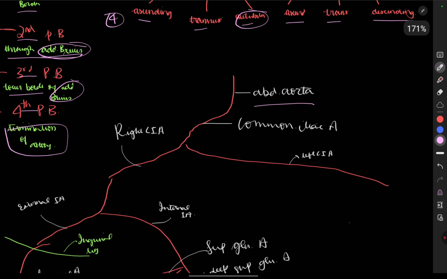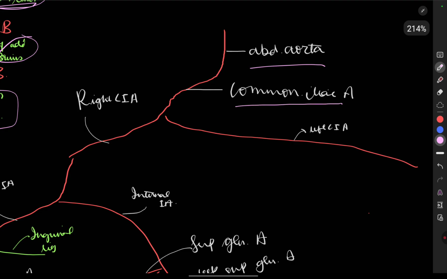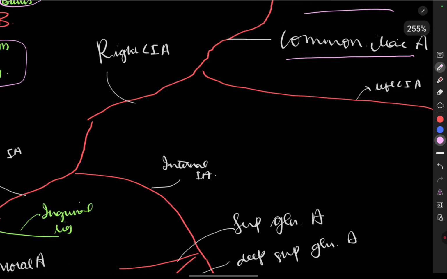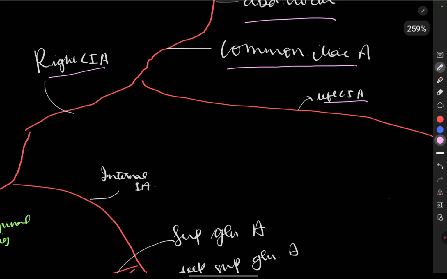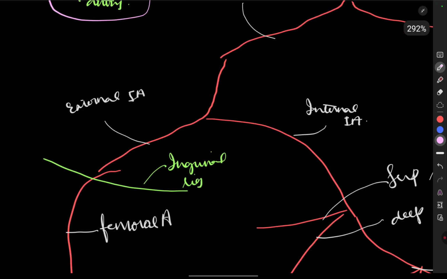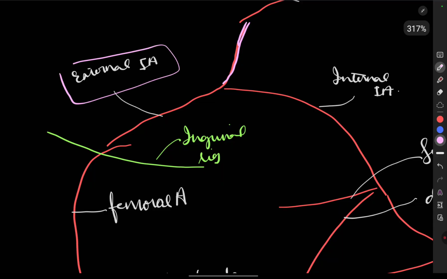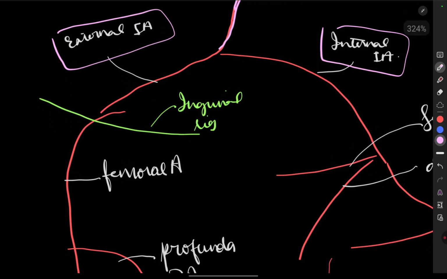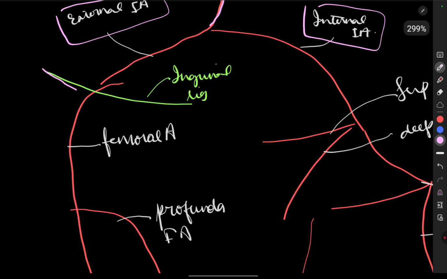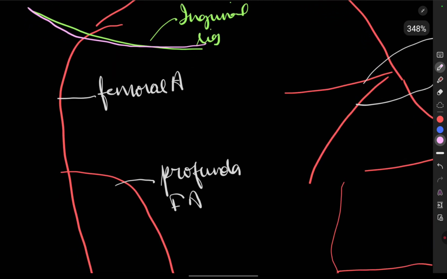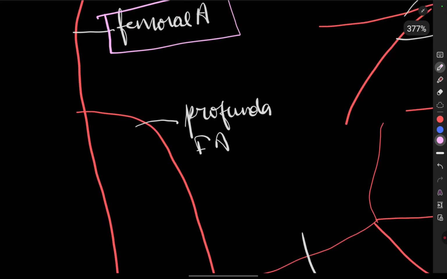So see, this is the abdominal aorta, then it divides into the right common iliac artery and the left common iliac artery. It continues and divides as the external iliac artery and the internal iliac artery, okay. Near the inguinal ligament, the external iliac artery continues as the femoral artery.